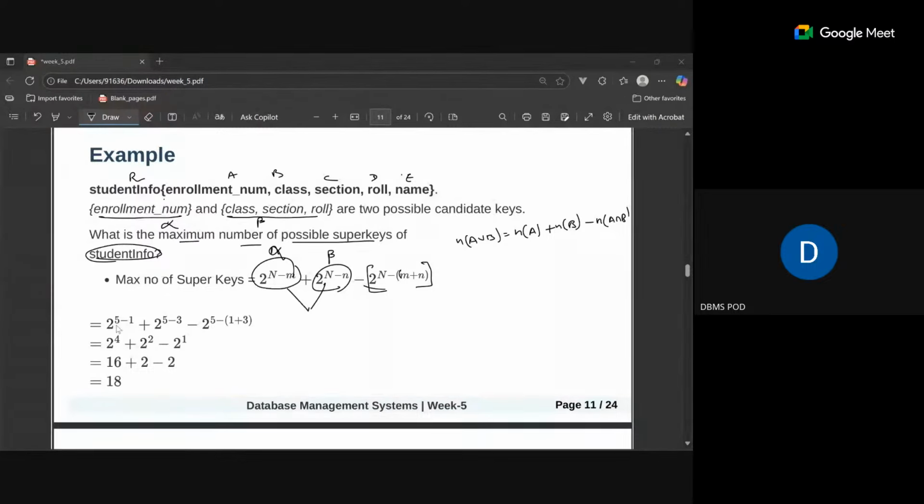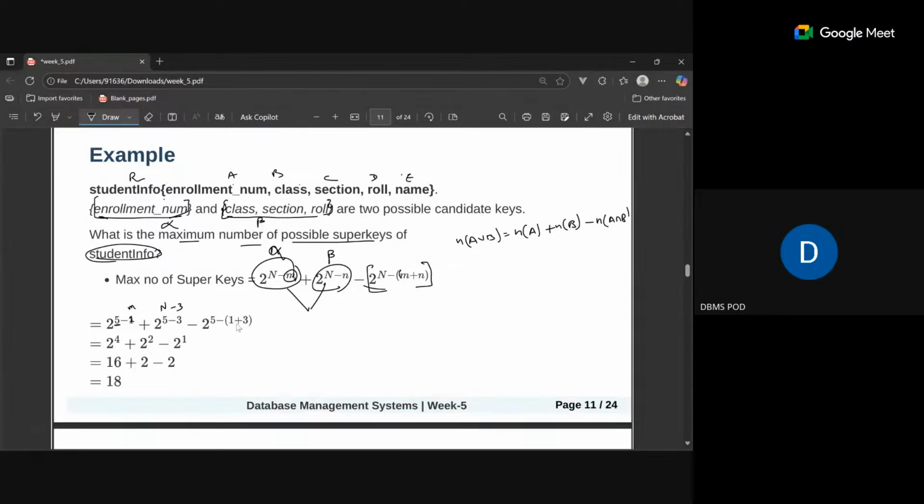Here, the reason we use 5 is that there are a total of 5 attributes. In case 1, this will be the m, because the candidate key is formed by only one attribute. So that's why it's 1. And here again, total 5 attributes. Here the candidate key is formed by 3 attributes. So it is 3.